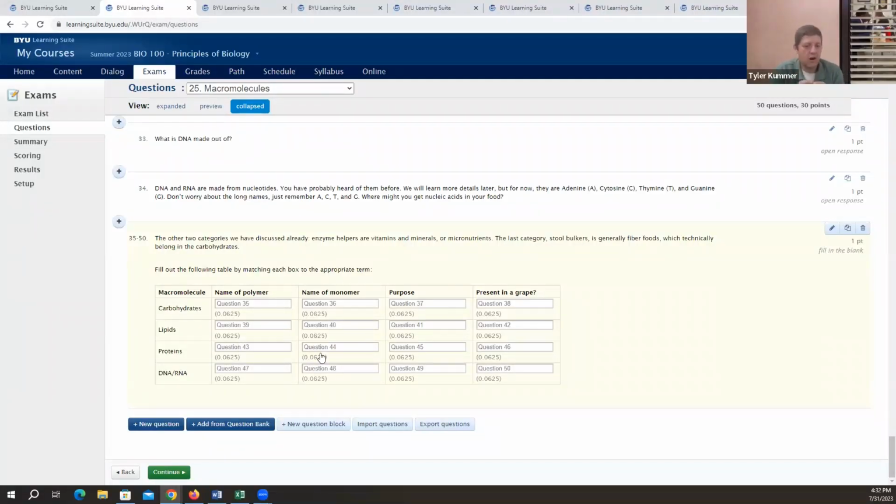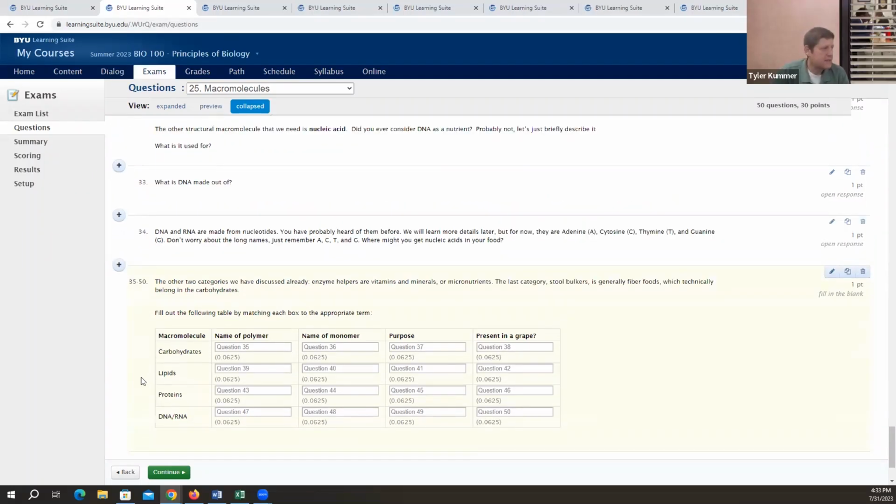Amino acids are the repeating units that make up the polymer. So the repeating unit, we call that the monomer. So amino acids link together to form proteins, and their job is structure of the cell as well as some enzyme activity.